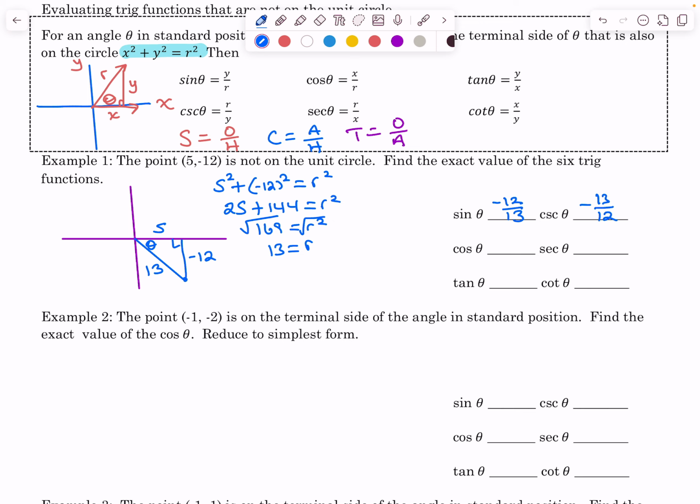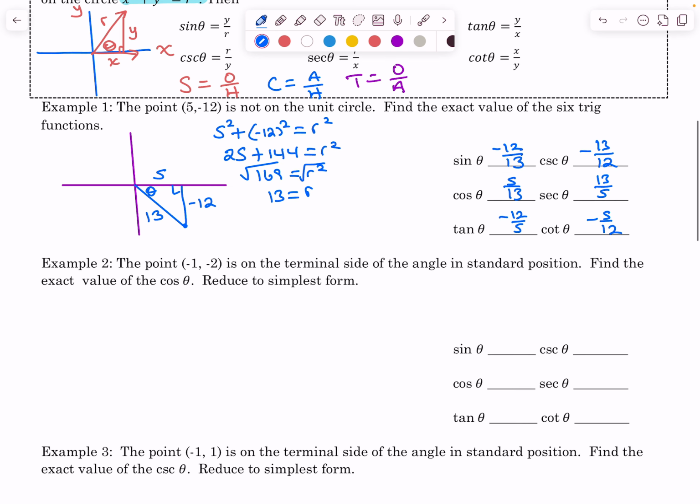Now we'll do cosine. So cosine will be our adjacent over hypotenuse, meaning we're going to have 5 over 13. And we'll do its reciprocal, 13 over 5 for secant. Finally, we have our tangent, and remember our tangent is going to be opposite over adjacent, and so we will do -12 over 5, and for our cotangent, then we will do -5 over 12. So this one was kind of nice because we had integer values for our x, y, and r, and so we will see another example now where we have some radicals that we have to work with.